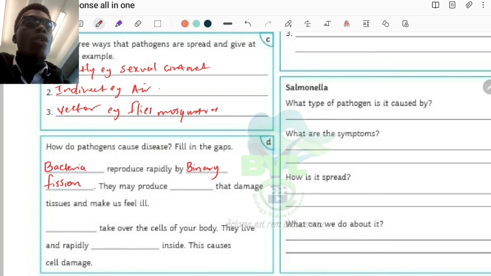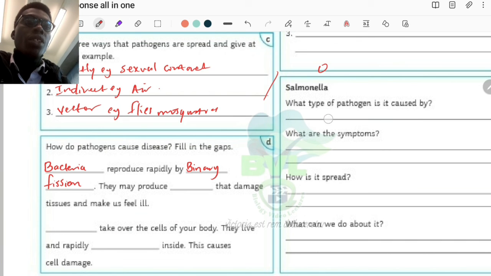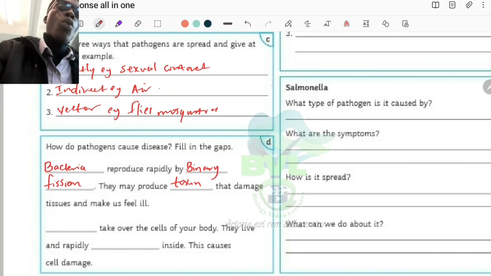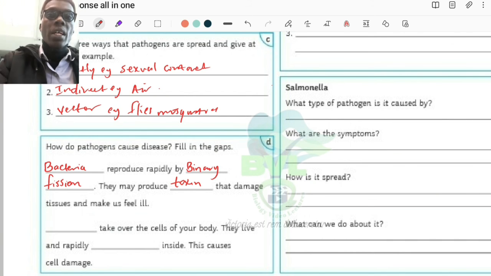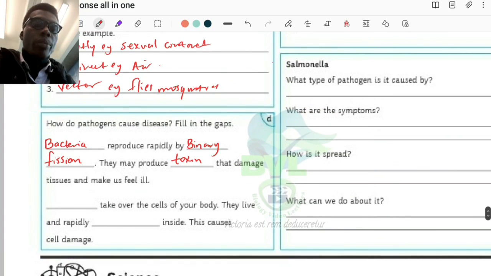Binary fission simply means one single bacterial cell splits into two, then that splits into two, that splits into two, like that. So you can just go on and on. That explains what binary fission is. Or if you say cell division, that's not really bad also. Now they may produce toxins. This is a keyword in GCSE, toxins. You can be asked, what does a bacterial cell produce, or what do they produce that makes us sick? The answer is toxins.